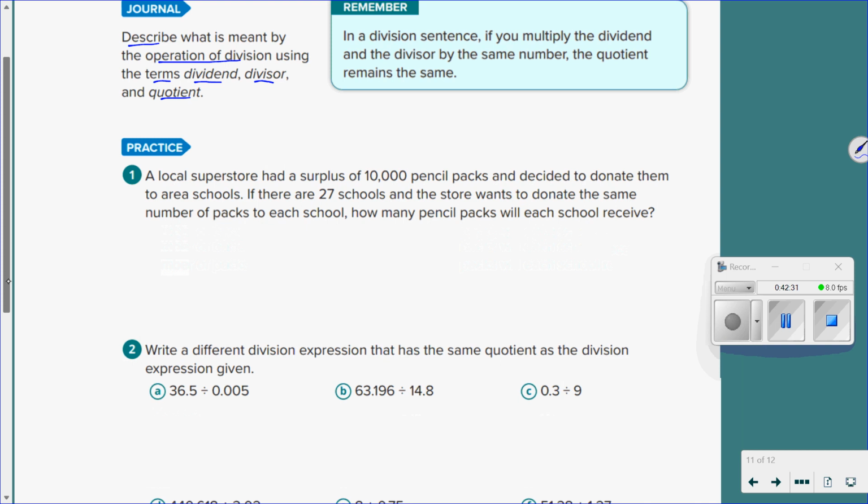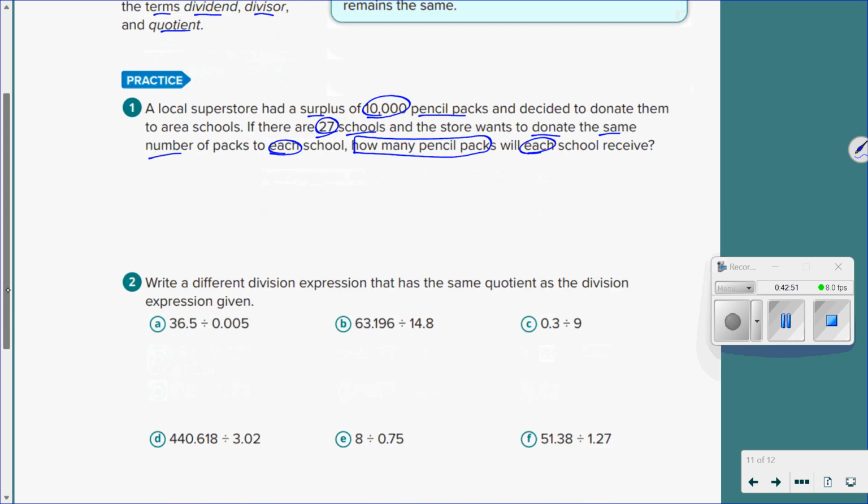Our practice, the local superstore had a surplus of 10,000 pencil packs and decided to donate them to area schools. There are 27 schools and the store wants to donate the same number to each school. How many pencil packs will each school receive? We need an interpretation in your remainder for that one.